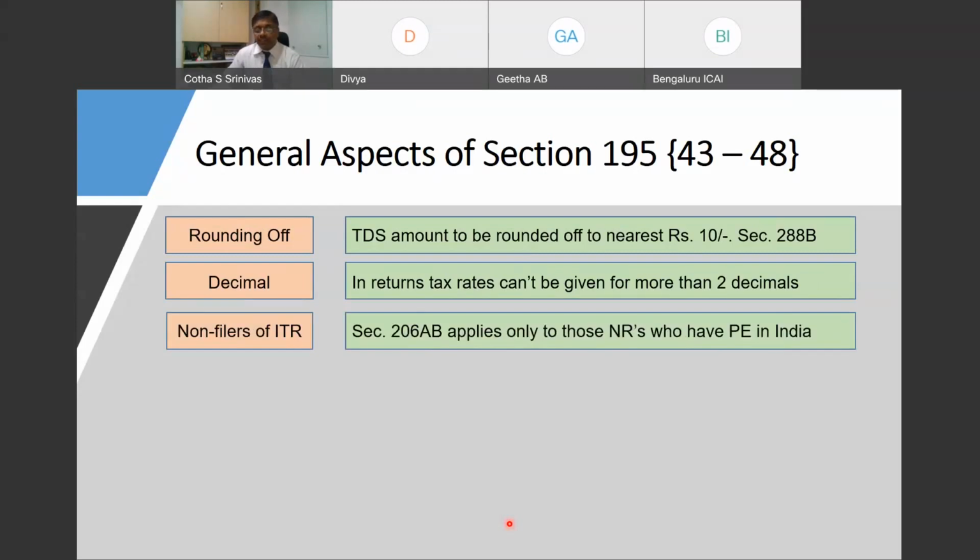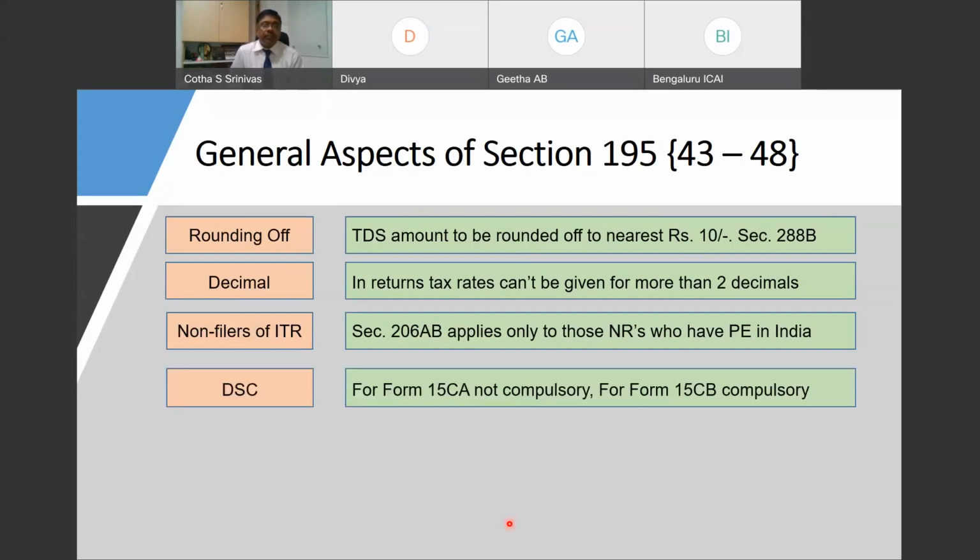Non-filers of ITR: the new section 206AB, which has been introduced in this particular financial year, will apply to non-residents also, provided they have a PE in India. If any non-resident has got a PE in India, he can be considered as a specified person.